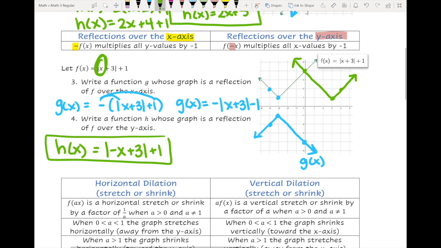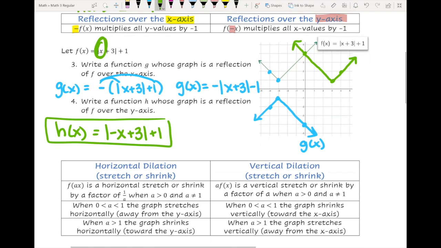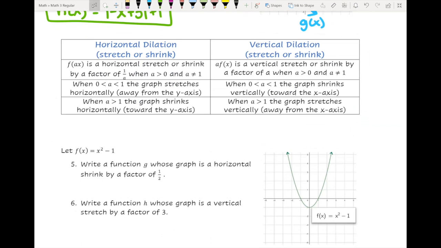Okay, so we've done some translations, we've done reflections. Let's look at dilations. For dilations, you can also think of it as a stretch or shrink. Your a is multiplied this time. It's multiplied by the x, inside the function. And when that happens, it'll be a horizontal stretch or shrink because it's multiplied by x. X's go horizontally. And it'll stretch or shrink by 1 over a.